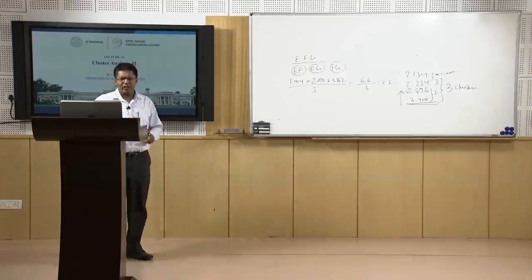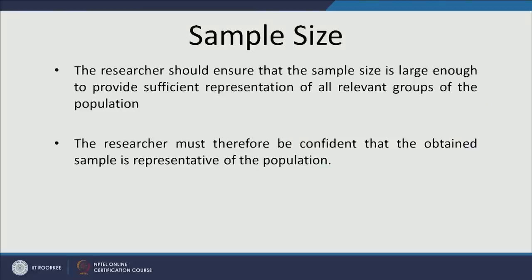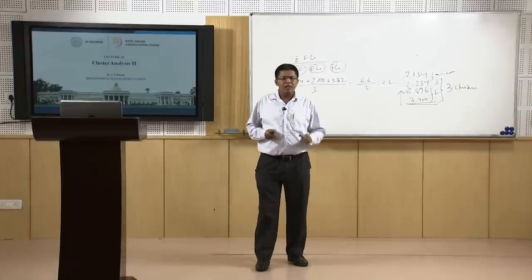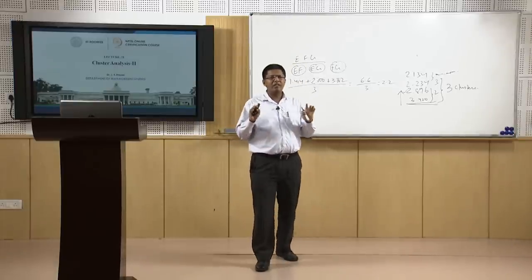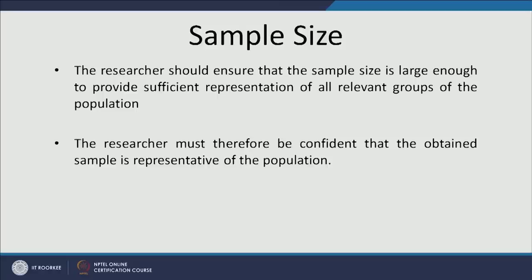There are several ways. Sample size should be large enough. When you are doing a cluster analysis, the researcher should ensure the sample size is large enough to provide sufficient representation of all the relevant groups of the population. That means you are not missing anything, so it is representative of the population. The researcher must be confident that the obtained sample is representative of the population.